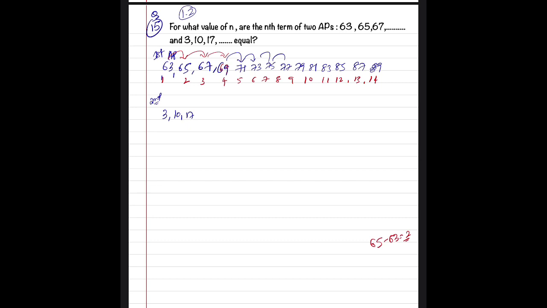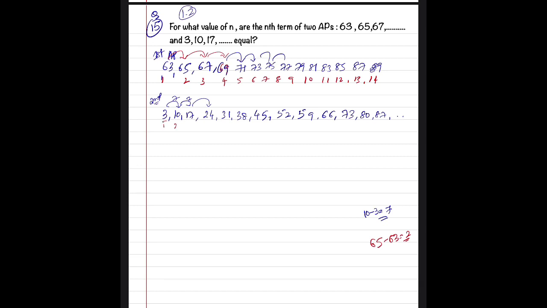What is the common difference here? 10 minus 3 is 7. Okay. So here they have added 7 in this series. 3 plus 7 is 10, 10 plus 7 is 17, 17 plus 7 is 24, 24 plus 7 is 31, 31 plus 7 is 38, 45, 52, 59, 66, 73, 80, 87.